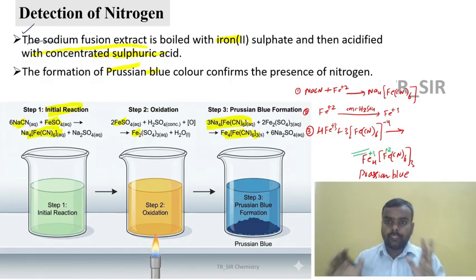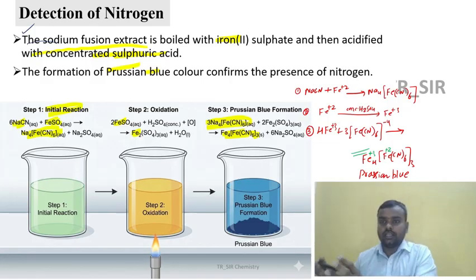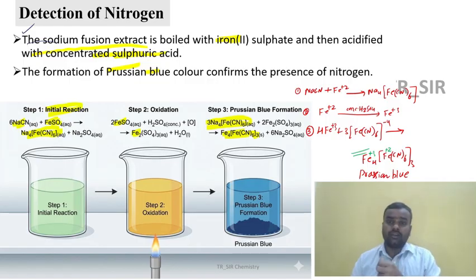So what is happening here? Take the sodium fusion extract, then treat with the carbon and nitrogen, you got Na4 hexacyanoferrate. Then we oxidize the ferrous into ferric. That ferric again treated with the complex you framed initially, then you will get the Prussian blue color. By showing the Prussian blue color, we confirm that nitrogen is present in the given organic compound.